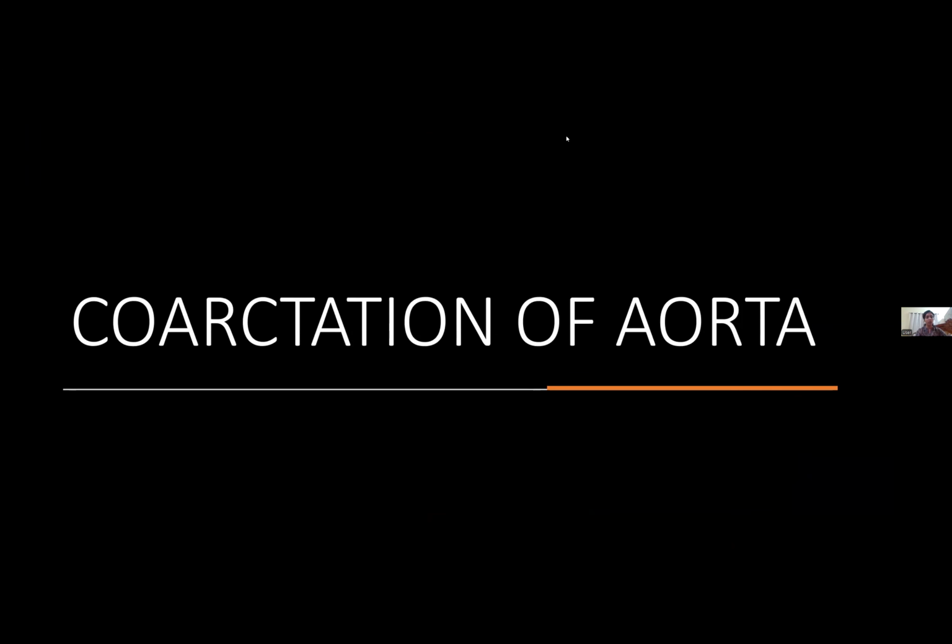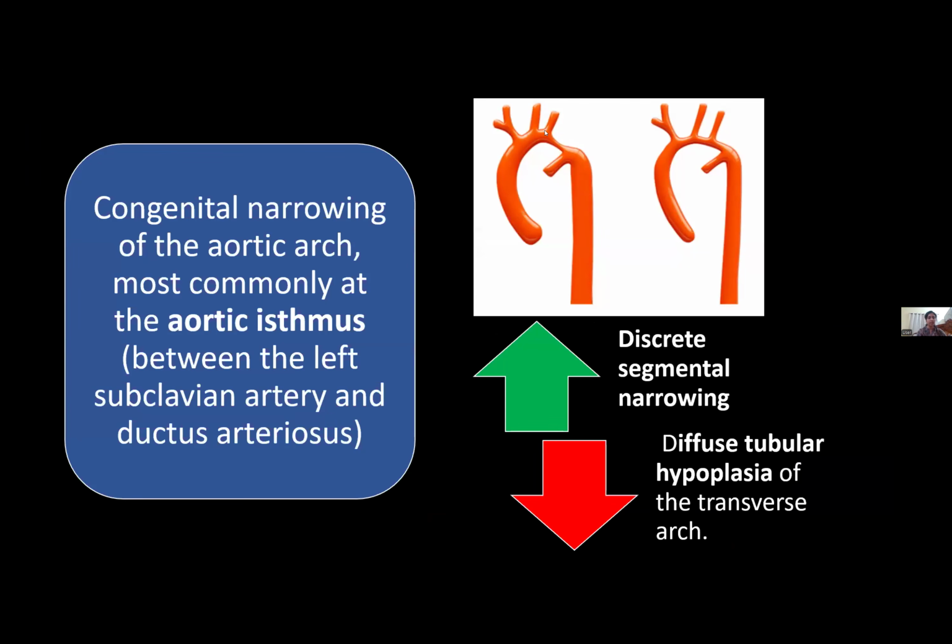Next, we'll move on to coarctation of the aorta. The congenital narrowing of the aortic arch most commonly occurs at the aortic isthmus between the left subclavian artery and the ductus arteriosus, and the spectrum ranges from discrete segmental narrowing to diffuse hypoplasia of the whole transverse arch.